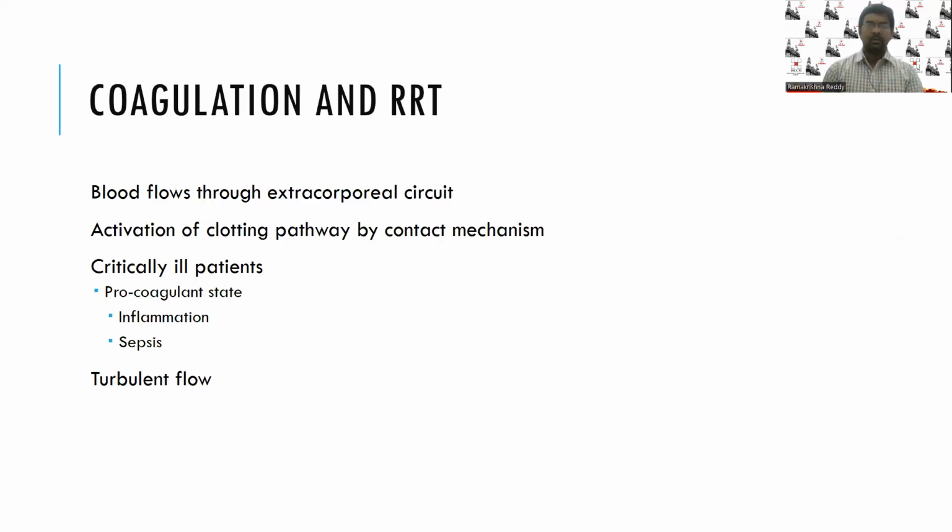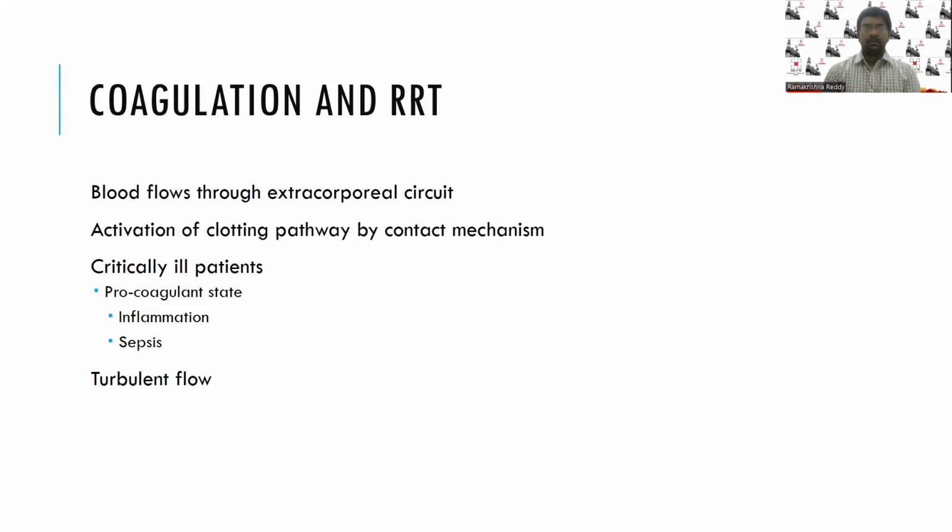Why does the coagulation system get activated in renal replacement therapy? Because here the blood is flowing through an extracorporeal circuit. As you know, when blood comes in contact with any foreign material, it has a tendency to clot. So as the blood flows through this circuit outside the body, the clotting system gets activated by the contact mechanism. So there is activation of the intrinsic pathway, and over time the extrinsic pathway will also get activated.